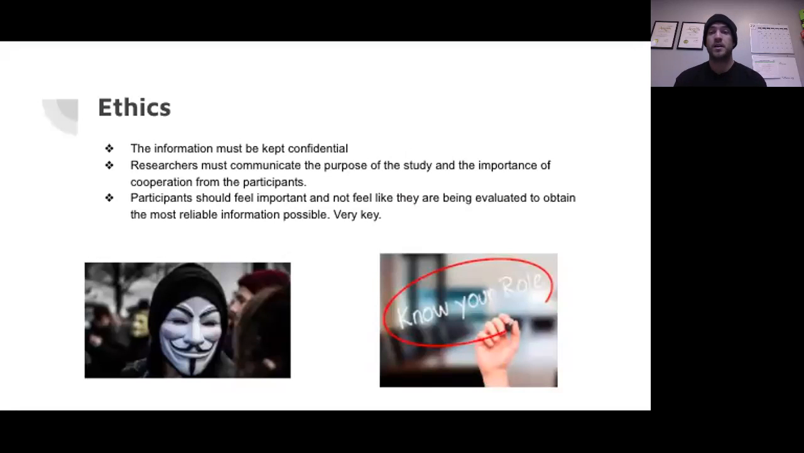In qualitative research and quantitative research alike, the information about the participants must be kept confidential. Often participants are given participant IDs so that their name is not connected to the information. Participants must also understand the purpose and importance of the study to become fully invested in their participant role. This is the job of the researcher. Researchers should make sure that participants feel important and avoid making them feel like they're being watched or evaluated. This allows for the best information to be obtained.